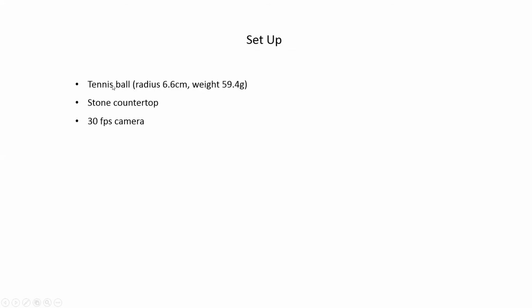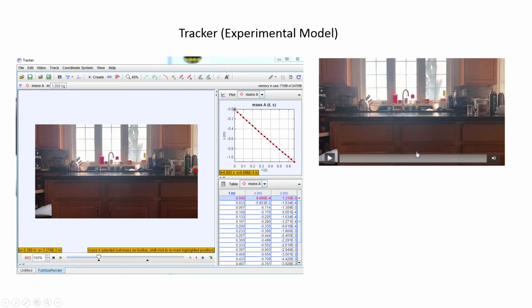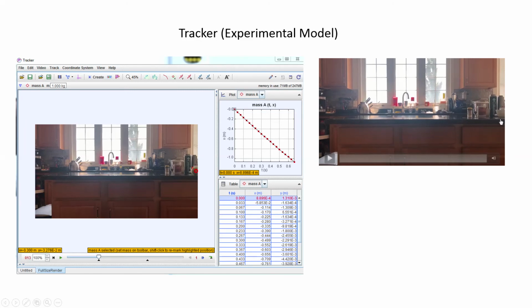So to set up, I used a tennis ball, a stone countertop, and a 30 frame per second camera. The stone countertop was especially important because it provided a somewhat smooth surface as compared to a more high friction surface such as carpet or grass. And so this is the video I used in Tracker. As you can see, the ball rolls at a flat angle and it rolls smoothly.